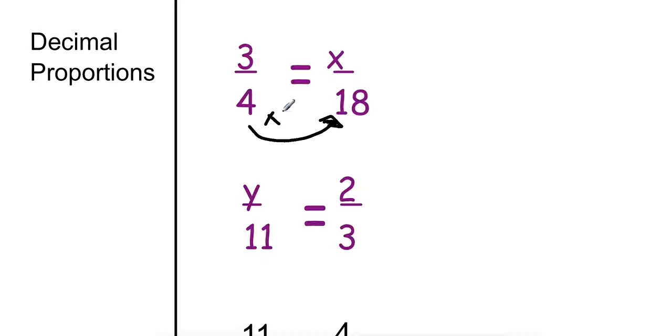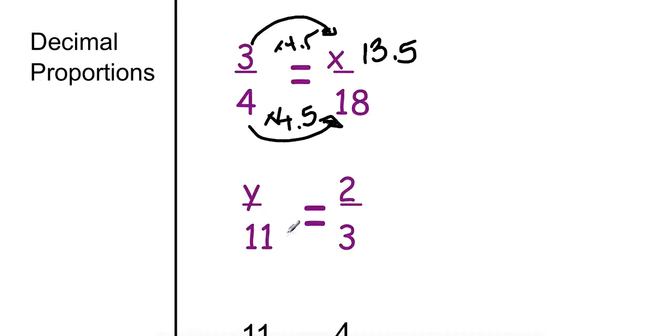In order to figure out what I multiply, I must divide. So 18 divided by 4 would give me 4.5. I can check this. 4 times 4.5 gives me 18. So whatever I do to the bottom, I must do to the top. So 3 times 4.5 would give me 13.5. So 3 to 4 is the same as 13.5 to 18.